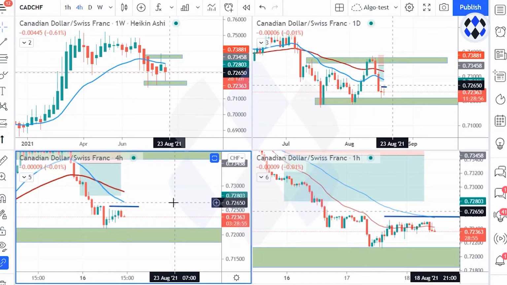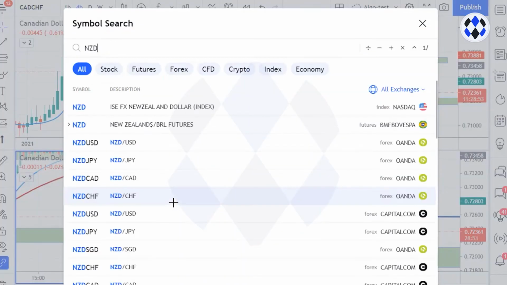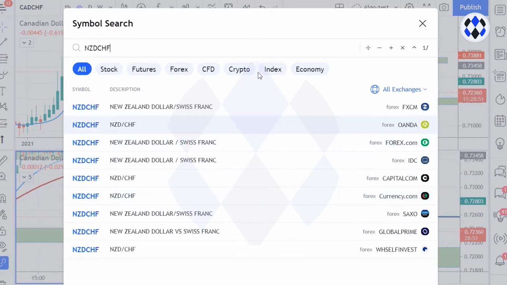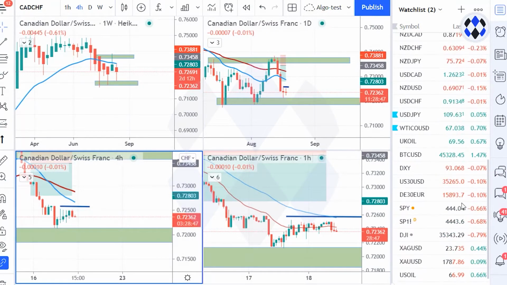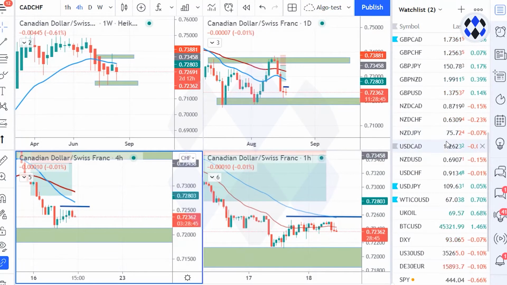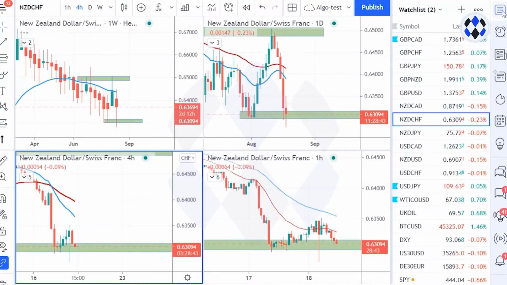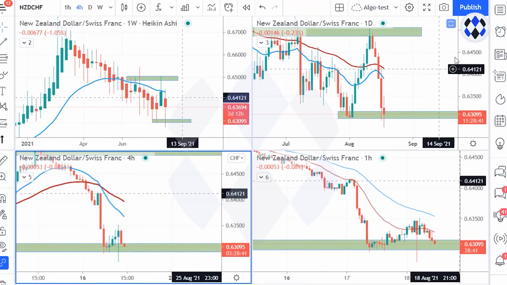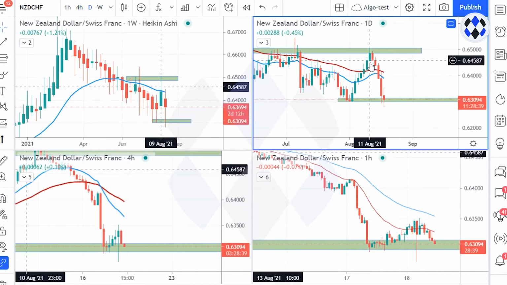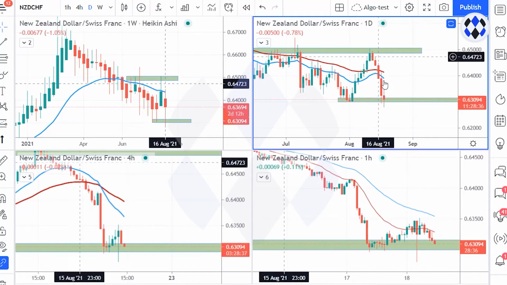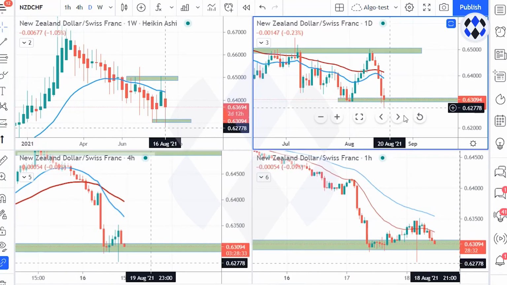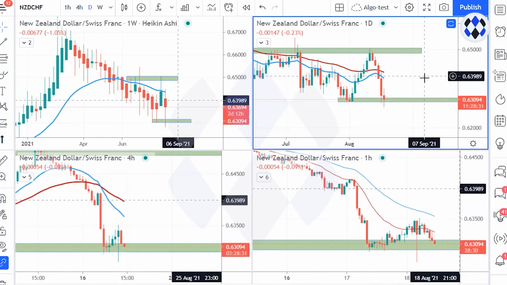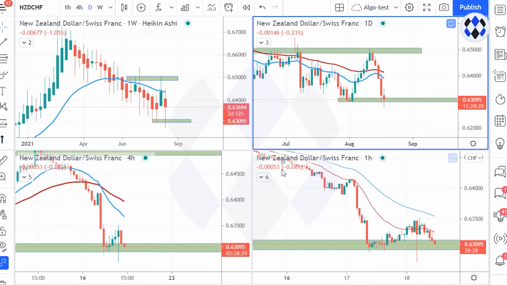That's the CAD Swiss. Another one, of course, is the New Zealand dollar Swiss. We can find it out here. It's easier. The New Zealand dollar Swiss is coming right here. And as you can see, a bit of the same picture. It was shot down. I was actually also in this trade. I was in several trades here on the downside. It was quite a profitable trading couple of days here.